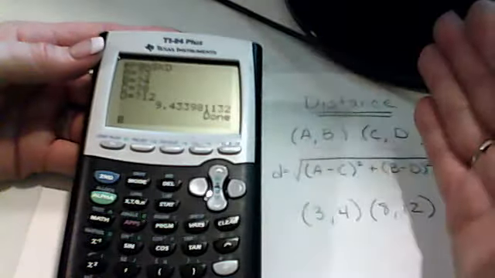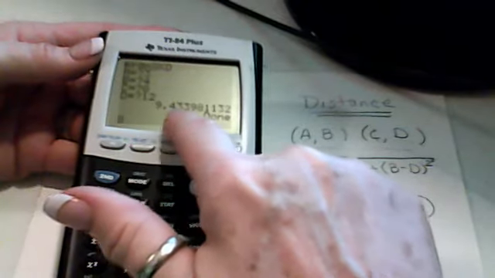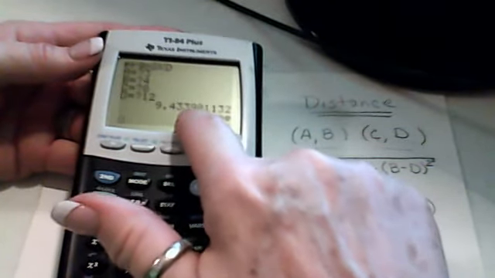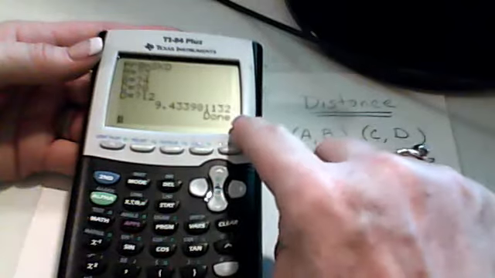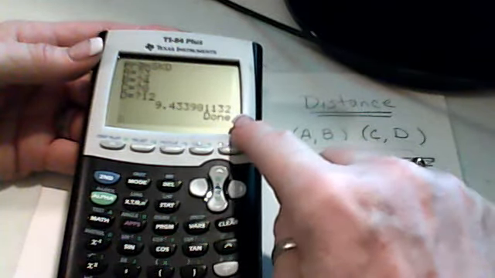And then it does the calculation, stores it in X, and then displays it. And so my answer would be 9.434 if I was rounding it to thousandths decimal places. Okay?